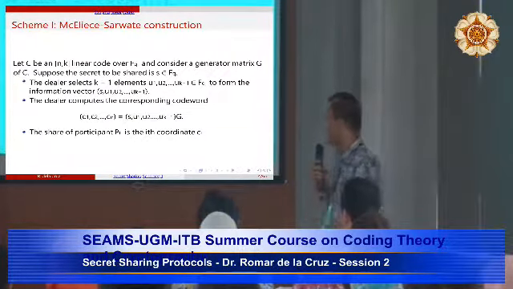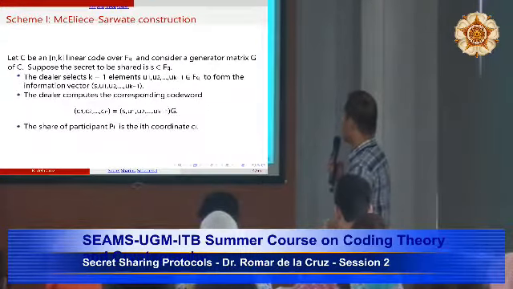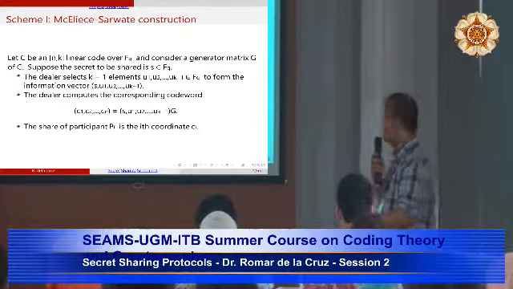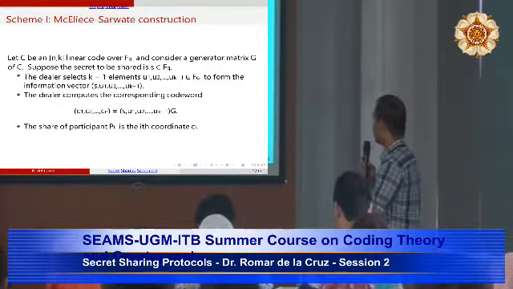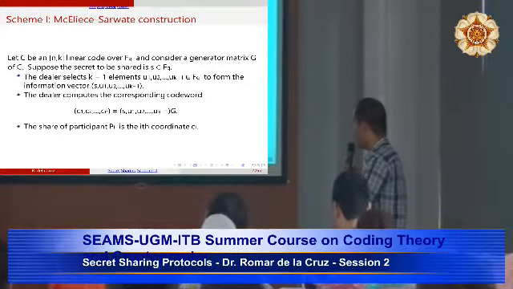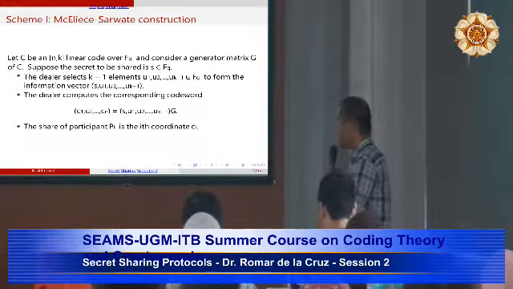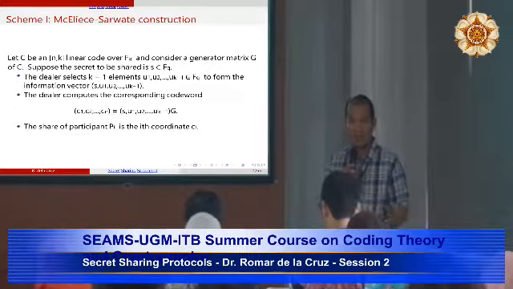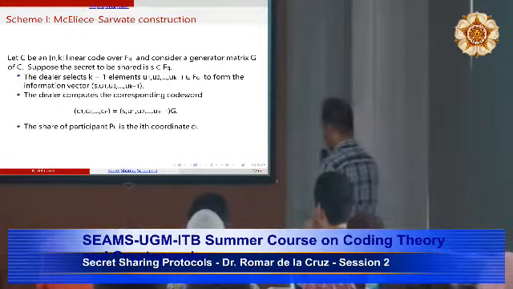And then using this information vector, we compute the corresponding code word. So we multiply the information vector by the generator matrix, so you get a code word of C. Now the share of P_i is the ith coordinate of the code word. So that's the first construction.